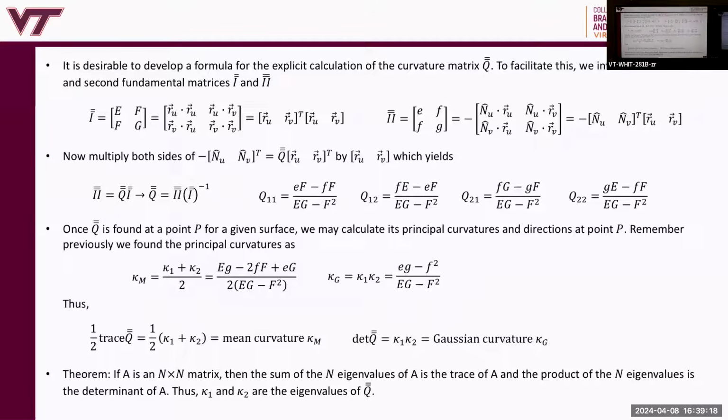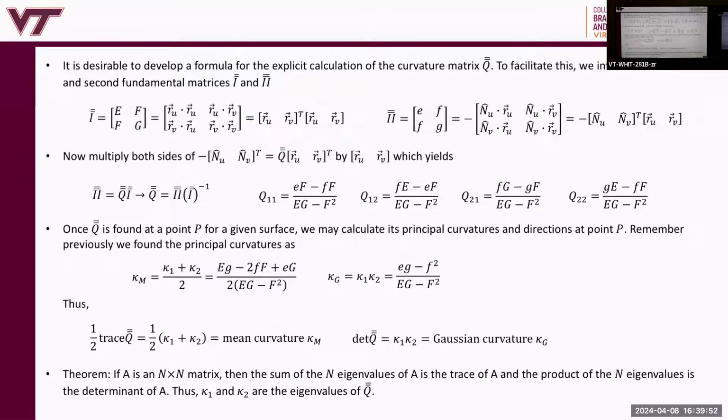So we have formulas for the explicit calculations of the curvature matrix Q. We need to develop those. So to do this, we introduce the first and second fundamental matrices, I, or 1 and 2, right? So 1 is the matrix of all the first fundamental form coefficients, capital E, capital F, and capital G. Here are the definitions for capital E, capital F, and capital G in the matrix. And we can express that in terms of this dot product or multiplication of two matrices, right? Same thing as all the dot products.